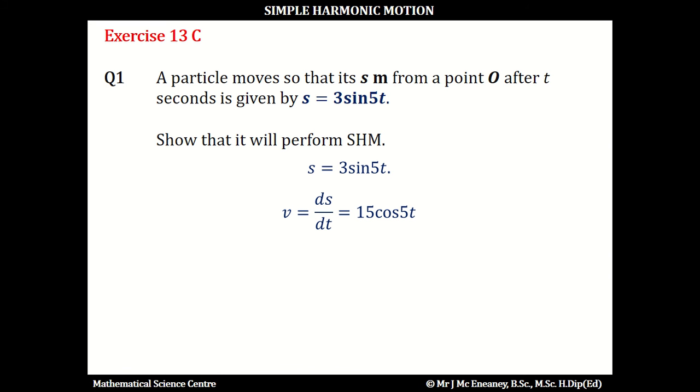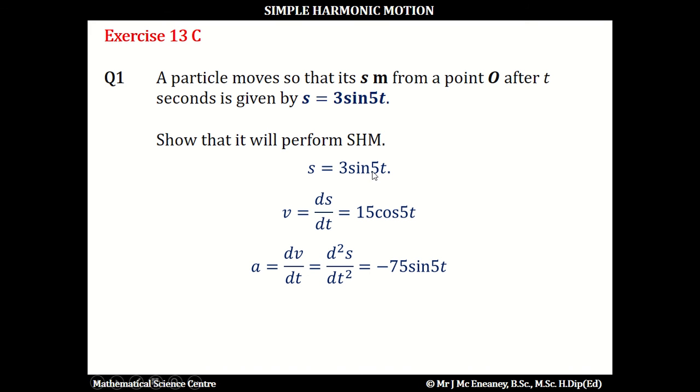Acceleration is the rate of change of velocity. So if we differentiate velocity, it gives acceleration. If we differentiate 15 cos of 5t, the 5 multiplies with the 15 to give us 75. And if I differentiate a cos, it becomes a minus sine of 5t. So acceleration then becomes dv/dt or d²s/dt², and this equals minus 75 sine of 5t.